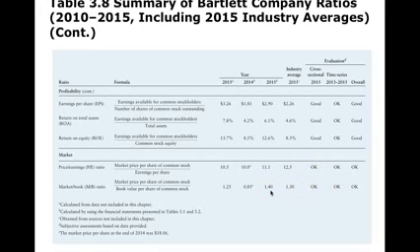So this is basically how you would analyze, and you could do this with the results of your company in a Zoom simulation. How has your company improved year over year? Your company chart will show you that, and the industry chart will show you how you're comparing to the industry averages.